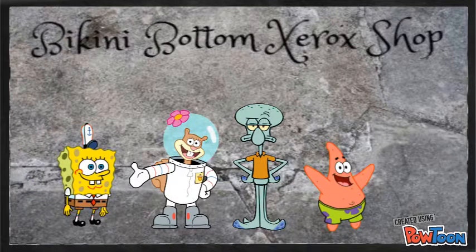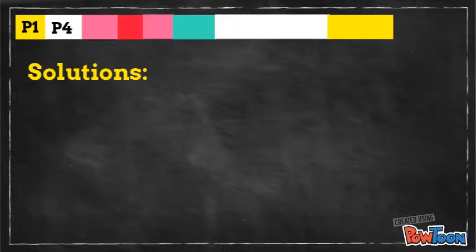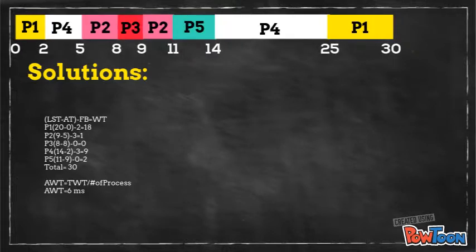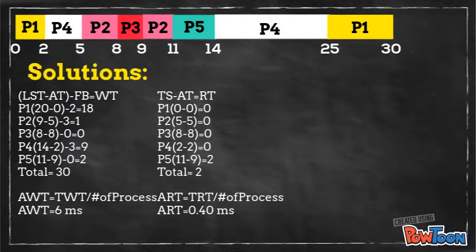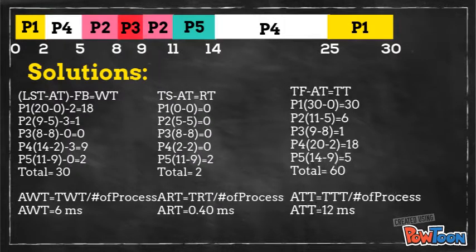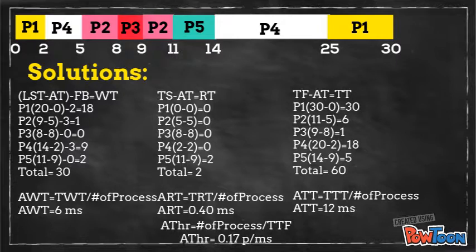again at 30. Solutions. AWT equals 6 ms, ART equals 0.40 ms, ATT equals 12 ms, HR equals 0.17 per ms.